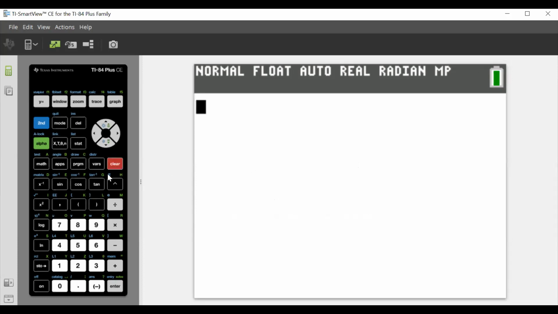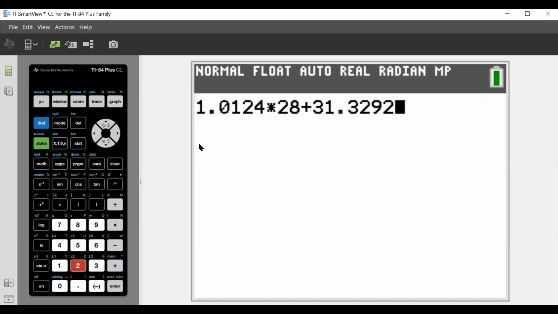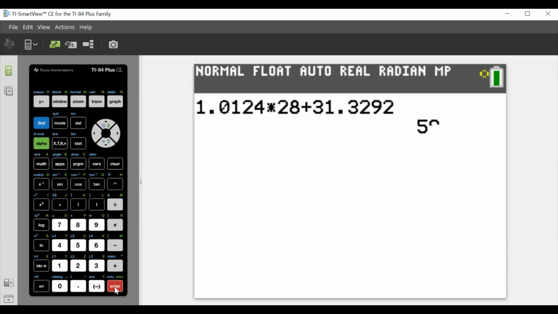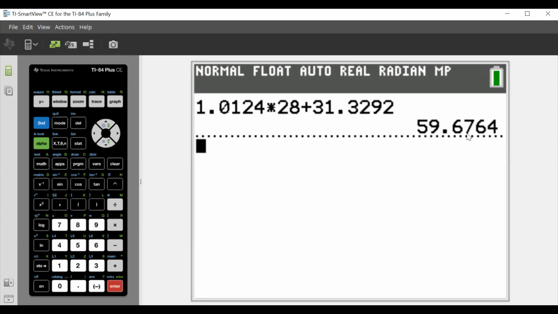Okay, so we're going to take the 1.0124 times x, which is our 28, and then plus we had 31.3292. Okay, so that's the fit of the line, and now we're plugging in 28, and so it says we should get 59.67, or yeah, we'll just say 59.7. So let's go back here.